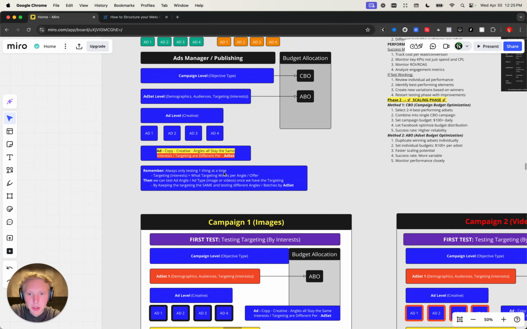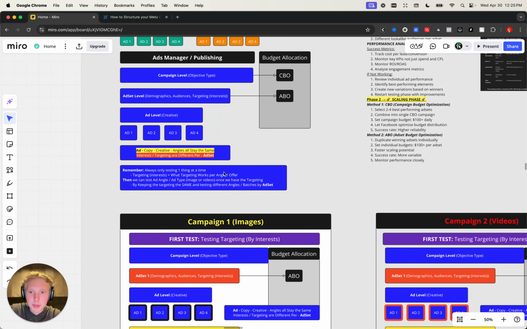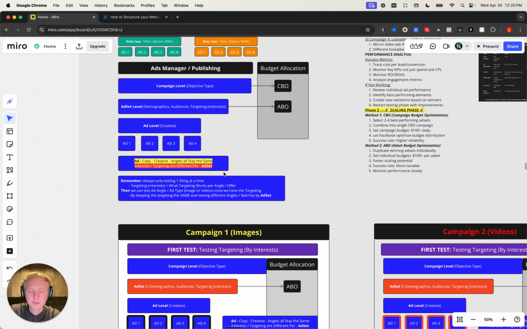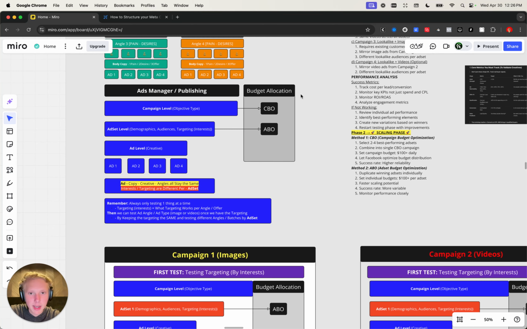Now, remember, you're only testing one thing at a time per ad set. So whether it's the angle, whether it's the funnel, whether it's the body copy, you only want to test one thing, because if you're testing an angle and then a funnel, you don't know which one worked when you get the data back.